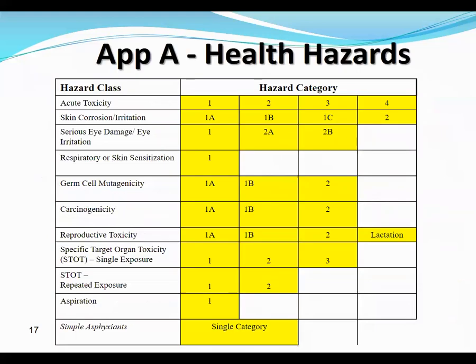Appendix A goes through the classes and categories. We'll start at the top: the acute toxicities, skin corrosion and irritations, a class of serious eye damage and eye irritation, respiratory or skin sensitization, germ cell mutagenicity, carcinogenicity, reproductive toxicity, specific target organ toxicity from a single exposure, and specific target organ toxicity from repeated exposure, aspiration, and simple asphyxiants. We'll get into those here shortly.